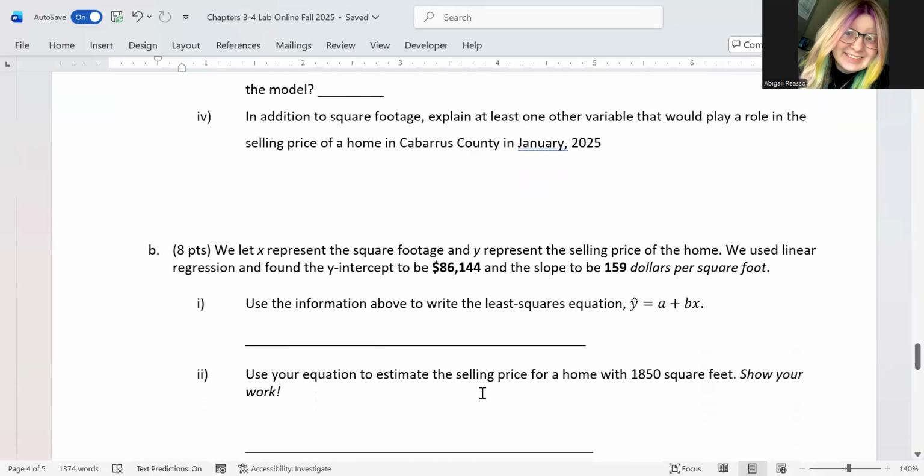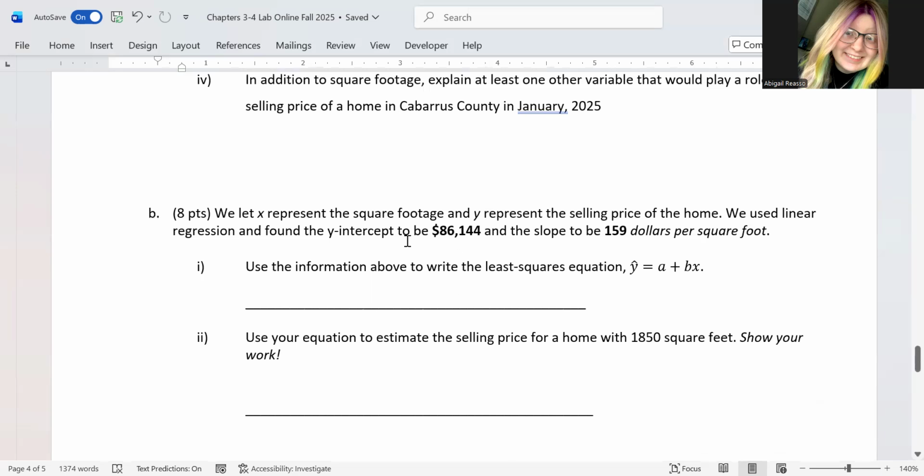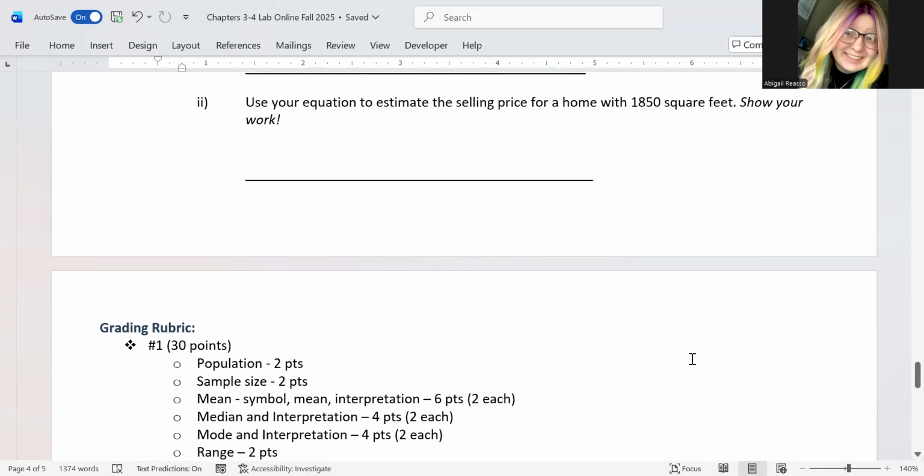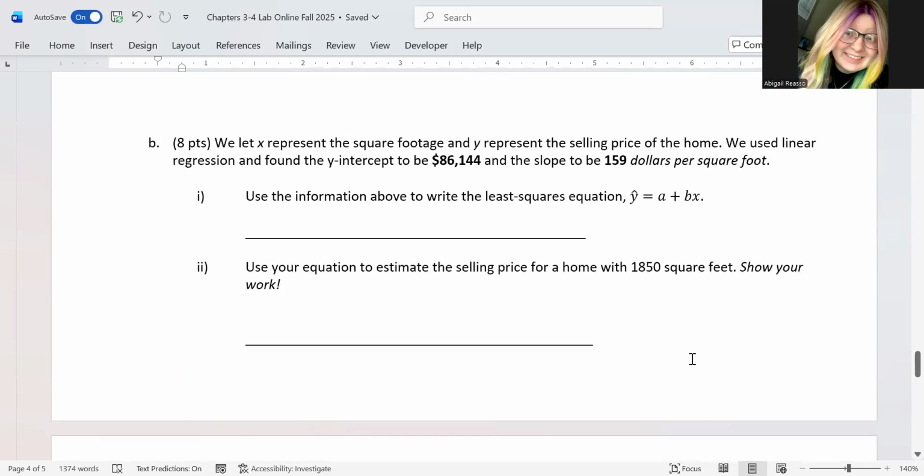And then similar for part B, we're given values, our y-intercept and our slope, and we want to put that into our equation and then use that equation to make a prediction. And again, just make sure you show your work for that. And that is all of our lab.